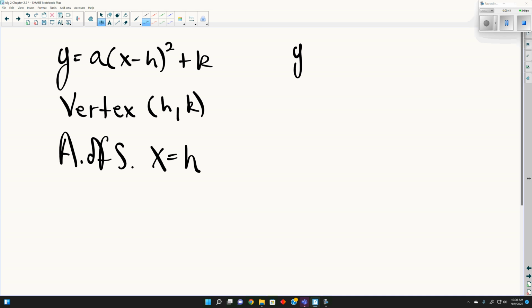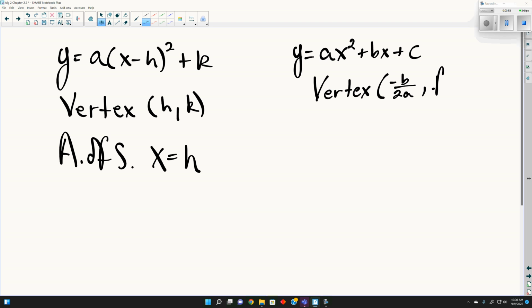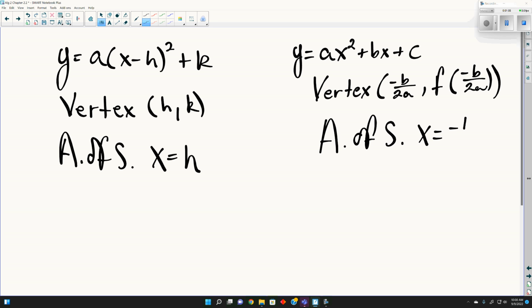The other equation we had was standard form: y is equal to ax squared plus bx plus c, where the vertex is negative b over 2a, comma, f of negative b over 2a, and the axis of symmetry is x is equal to negative b over 2a. So these are the two formulas that we covered yesterday. I'm just rewriting them up here so we see them again.